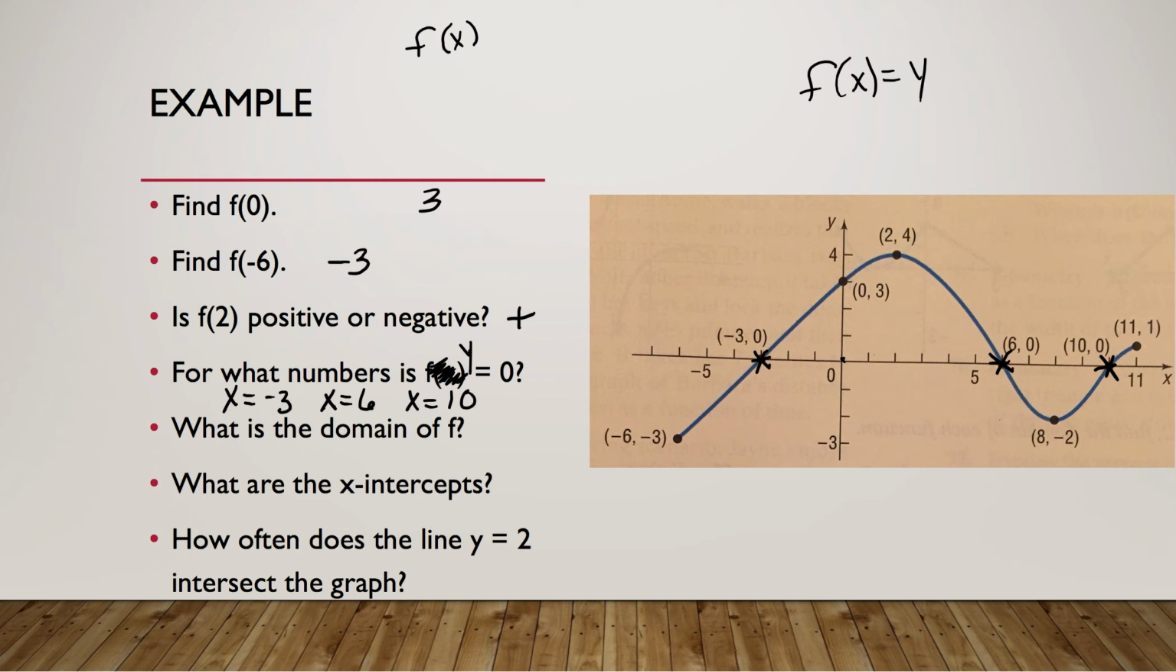All right, and I'm going to skip the domain question for just a second. The next question says, what are the x-intercepts? So since those are the same thing, I'm going to go ahead and just write those in. Remember, the x-intercepts are always written as points. So we have -3, 0, we have 6, 0, and we have 10, 0.